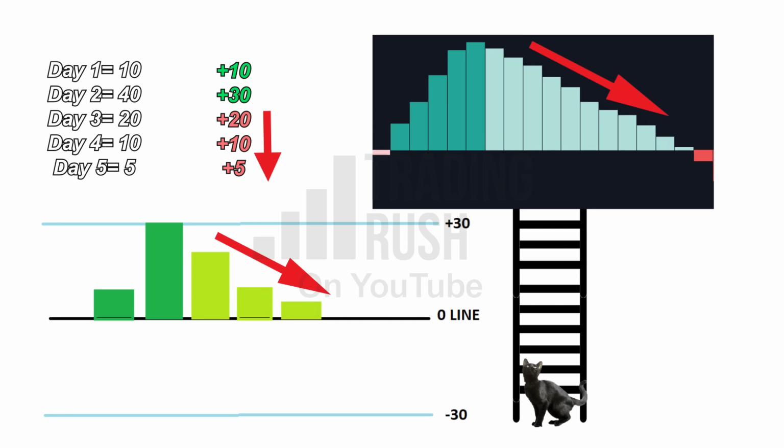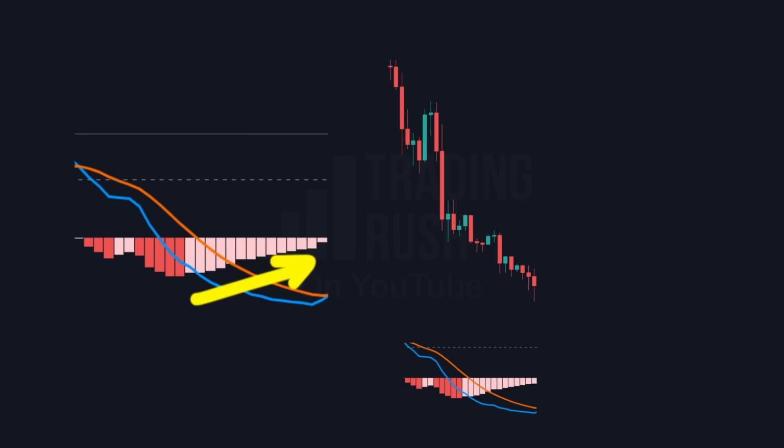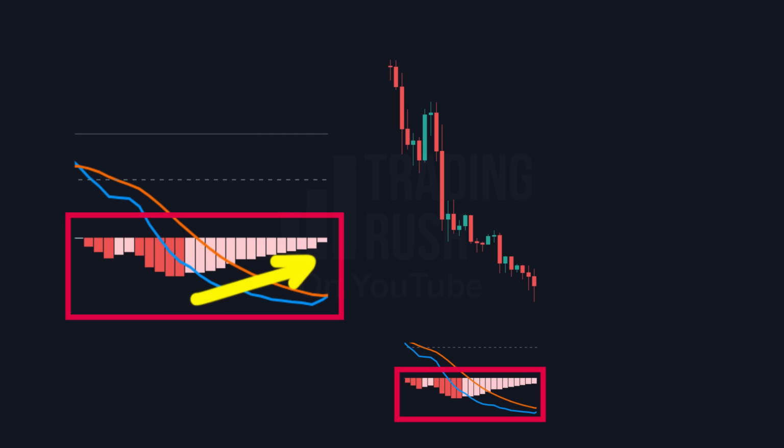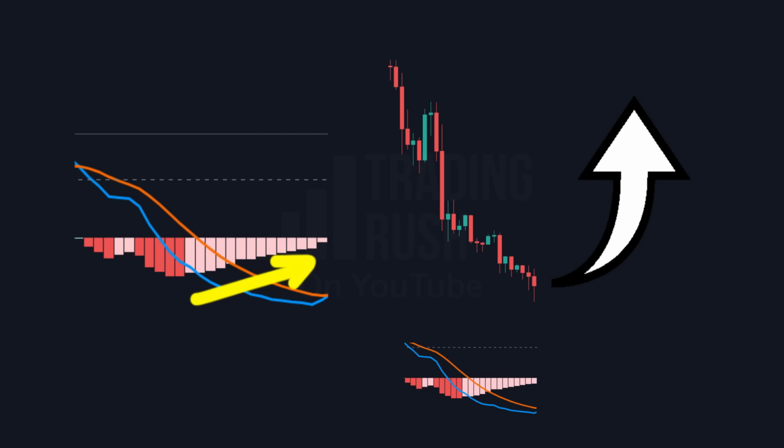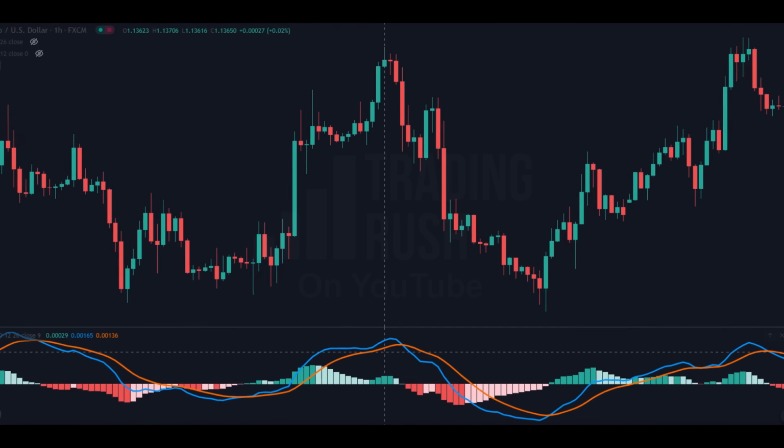MACD's histogram shows a similar thing. On this chart, one would have said that this is a strong downtrend. But if we add the MACD indicator, we can see that, although it is a downtrend, the strength of the downtrend is getting weaker. If it is getting weaker, there is a chance that the trend could reverse or give a pullback. As you saw earlier, the trend did reverse and started an uptrend.